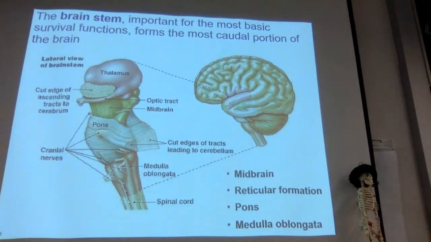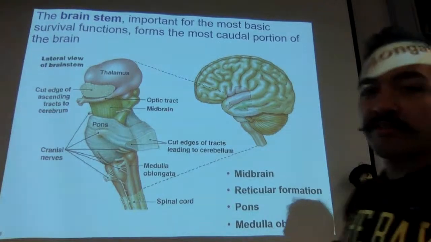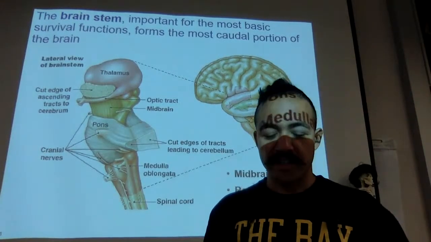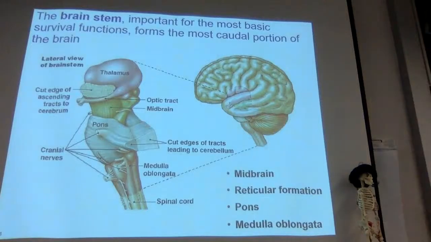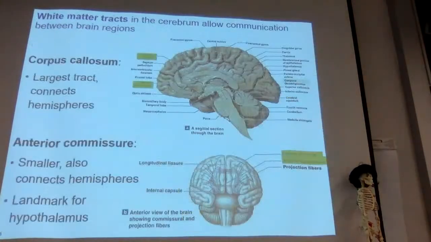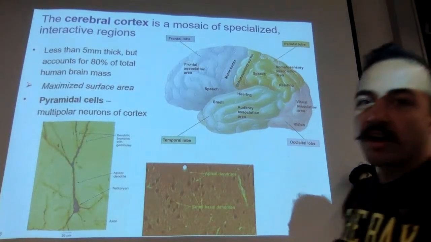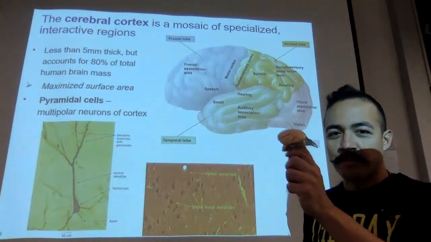Brainstem. So brainstem, this is your most vital area in terms of function. You know what? I just thought of something. Let me go back. Hold on. Sorry, I forgot something because I just remembered something from this model.